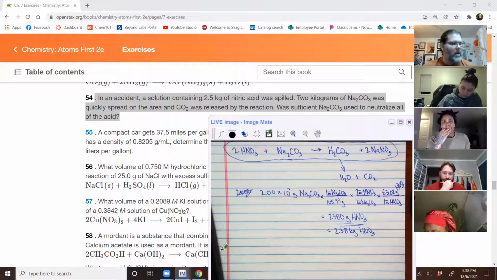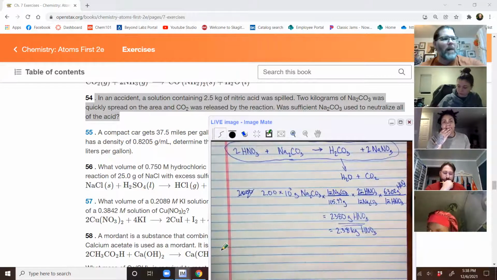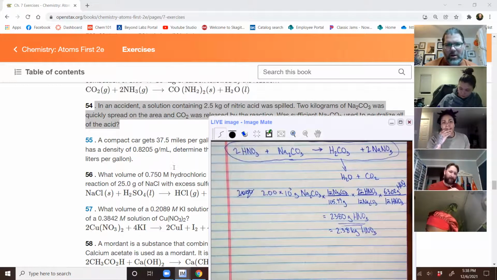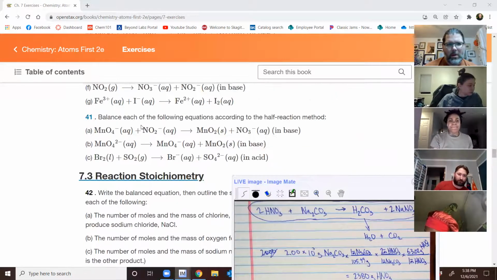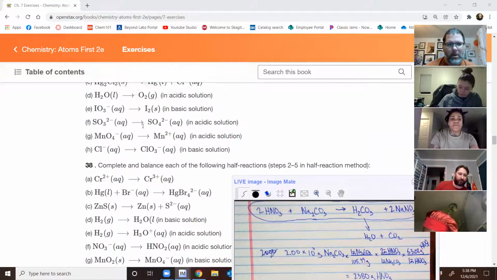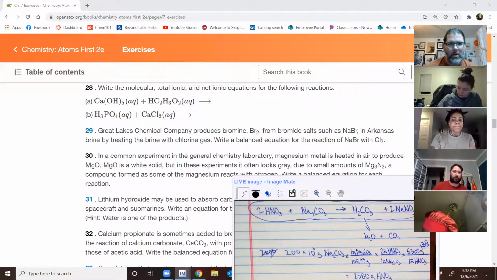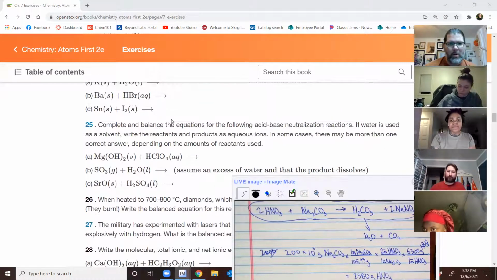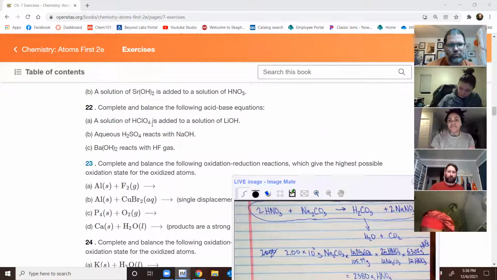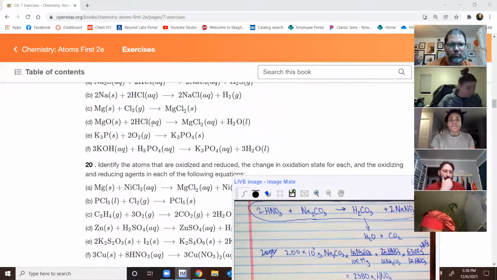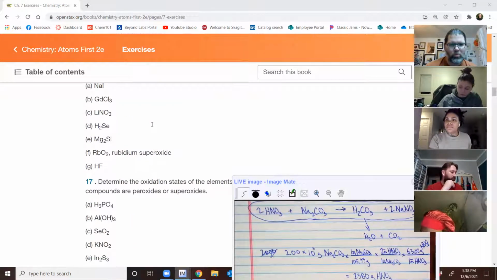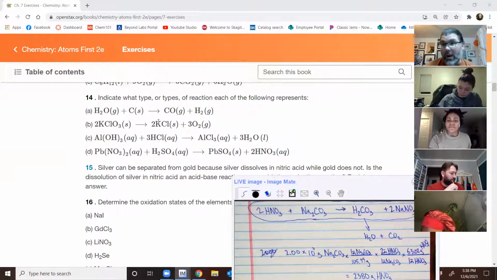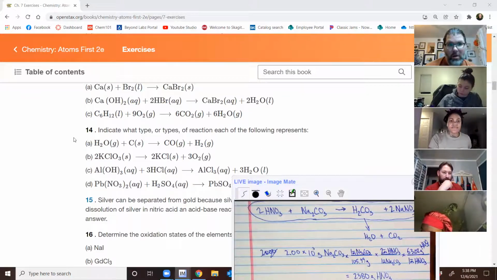All right, so let's look at a couple of problems from the solubility section. There are a lot of really good redox practice problems in this backup chapter assignment as well.